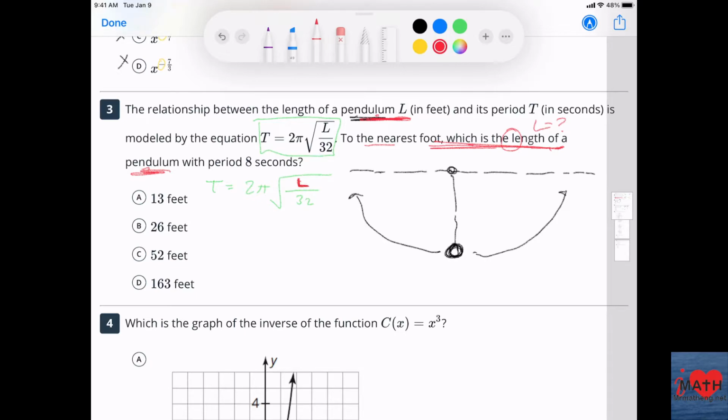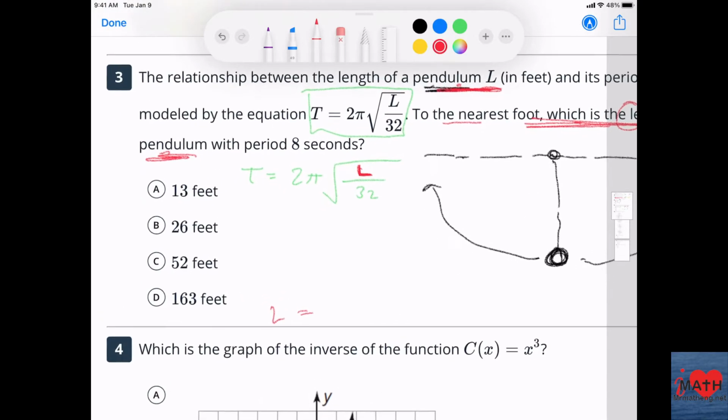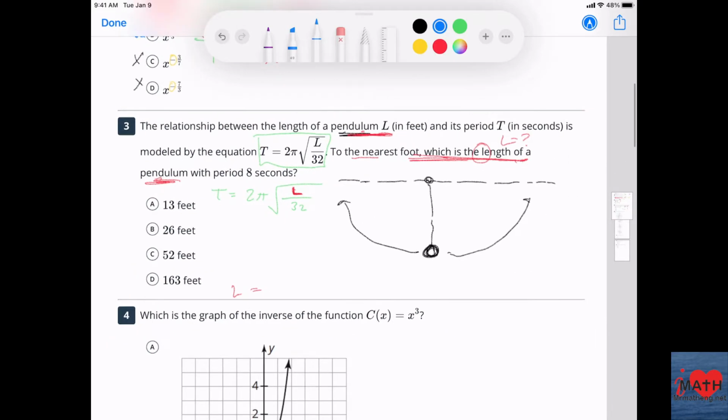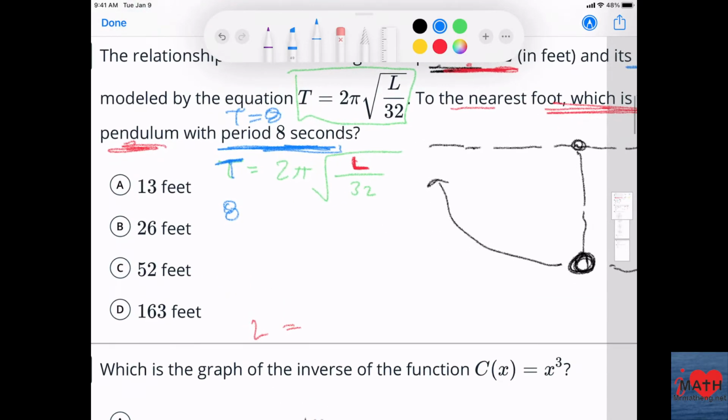The answer is going to be L equals. Does that make sense? Okay, so the T represents, what does it tell us? The period. That's what it's telling us. And here the period is 8 seconds. So I can say that T equals 8. Okay? And I can just fill out the rest of this.